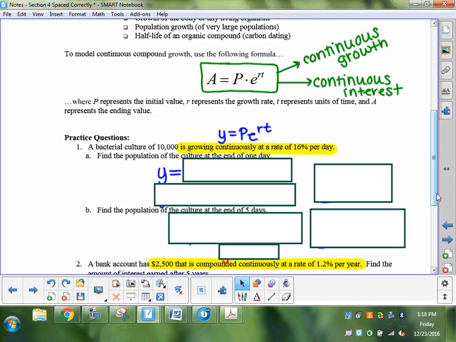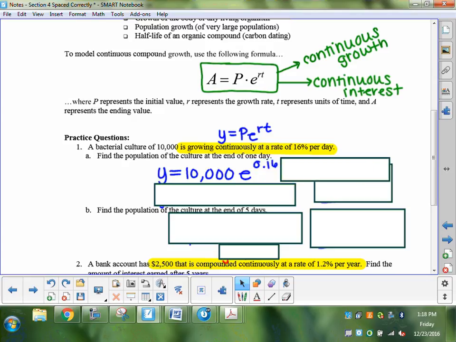So when we make our replacements in, Anna, what would this look like for question 1A? Make your replacements in so we can see how much we have after one day. Times what? 1. Notice, there has to be congruence between your units. How often is the growth happening? Per what? Per day, and this is per one day. If it was a month, you'd have to raise it to the 1/30th power.